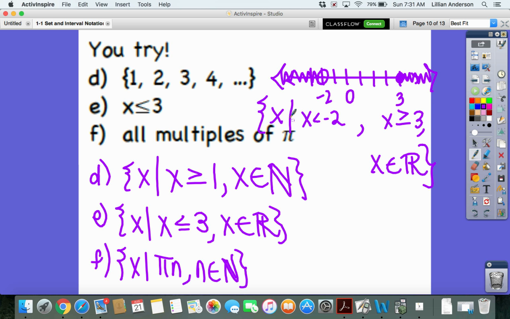So we have the set of x values such that x is less than -2 and x is greater than or equal to 3. And all the numbers that are described by being less than -2 or greater than or equal to 3 are all of your real numbers. So x is an element of all real numbers. Now, I know 0 is not included and 1 is not included, but all the numbers that are less than -2 and all the numbers that are greater than or equal to 3 are real numbers.